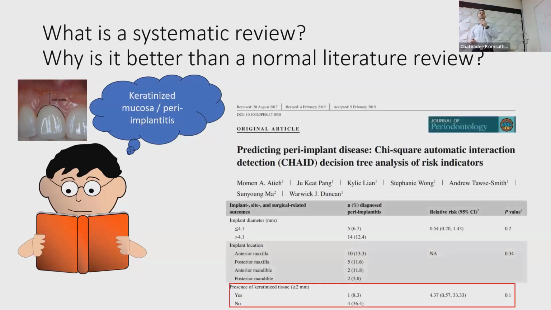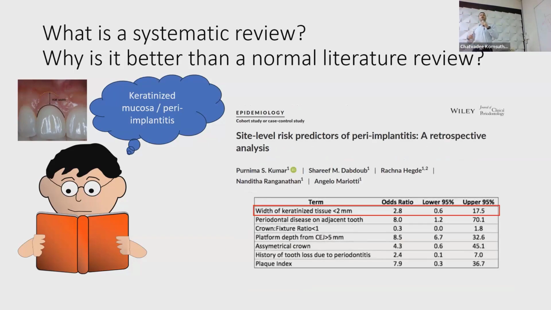So you start reading the first paper, and from this paper, we see that the p-value is 0.1, which means no significant difference if I have keratinized mucosa less than 2 millimeters or more than 2 millimeters. So this is basically the first paper that you read. You read another paper, and again here we have a p-value that is not significant. And again, when keratinized mucosa is less than 2 millimeters, you realize from this paper that there is no significant difference. It means the keratinized mucosa will not affect peri-implantitis later.